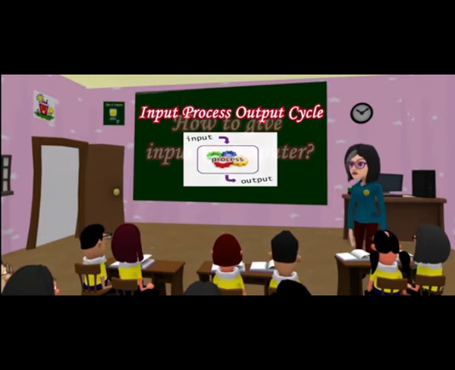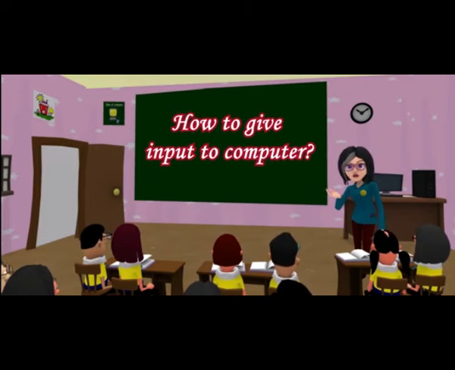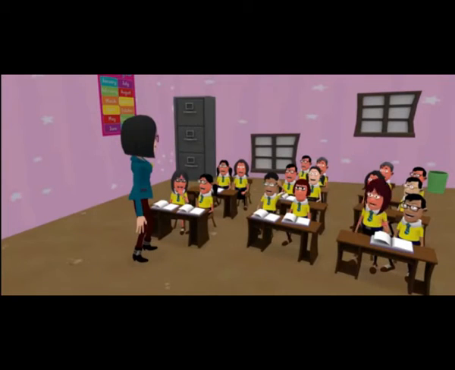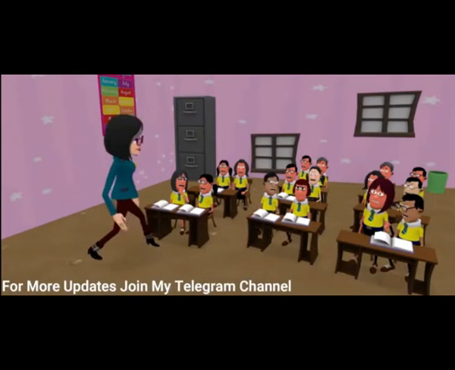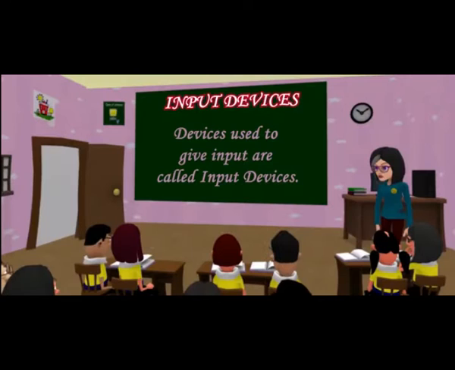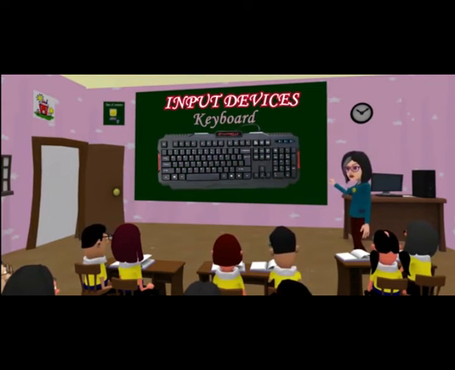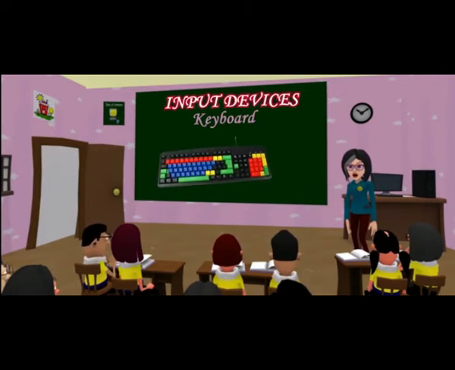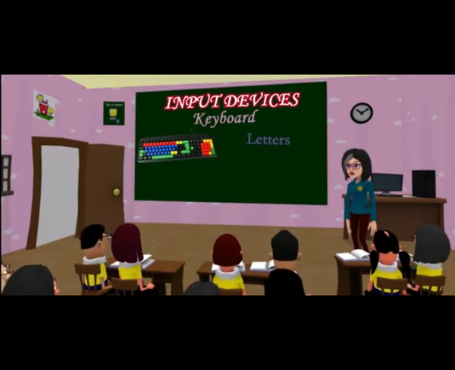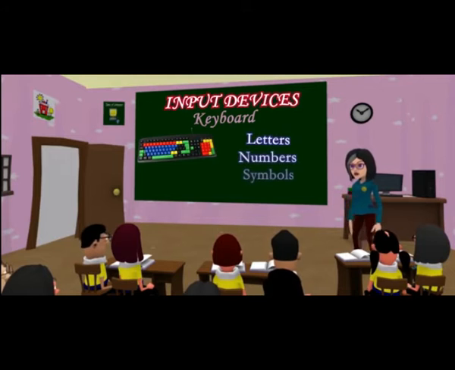But students, do you know how can we give input to our computer? Ma'am, we can give input with keyboard and mouse. Yes, students, devices used to give input are called input devices. Now we will learn about these devices one by one. First is keyboard. Keyboard has different buttons on it. These buttons are known as keys. It allows us to type letters, numbers and other symbols. It is the most used input device.